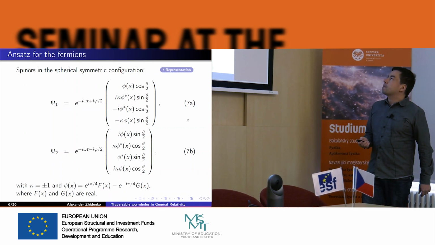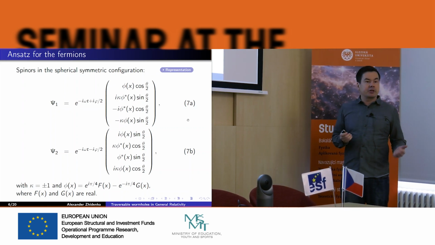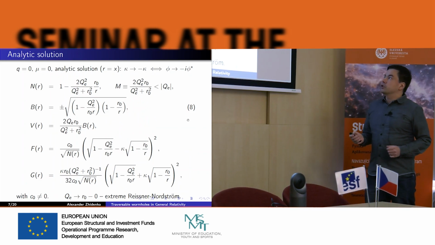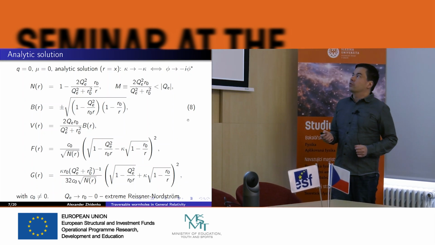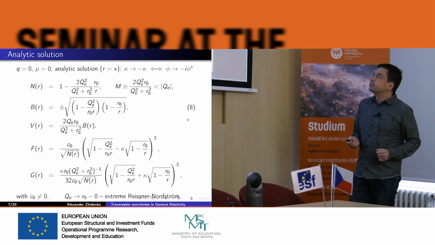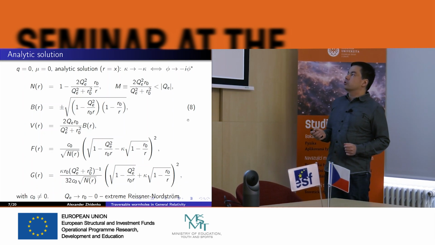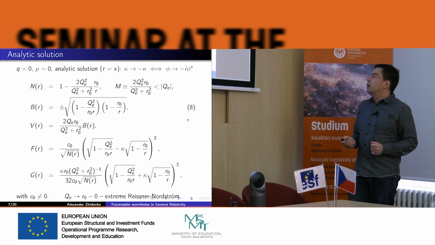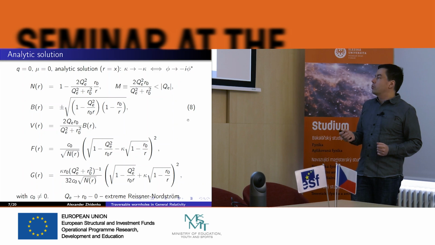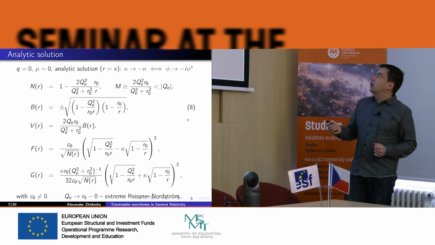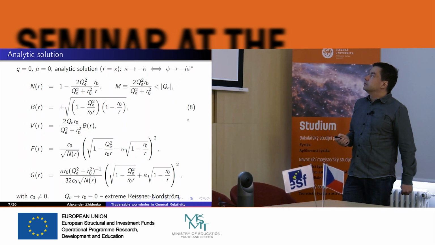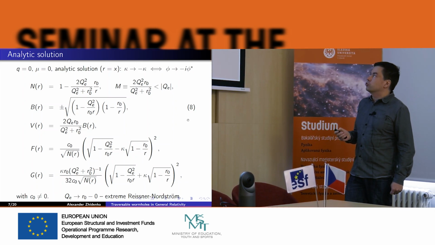So we have this kind of symmetry, which we use a little bit later. So if we solve the corresponding equations, in the particular case when charge and mass of both fermions are 0, we have this analytic solution, which actually describes a wormhole, half of wormhole. In this case, we just take radial coordinate equal x.